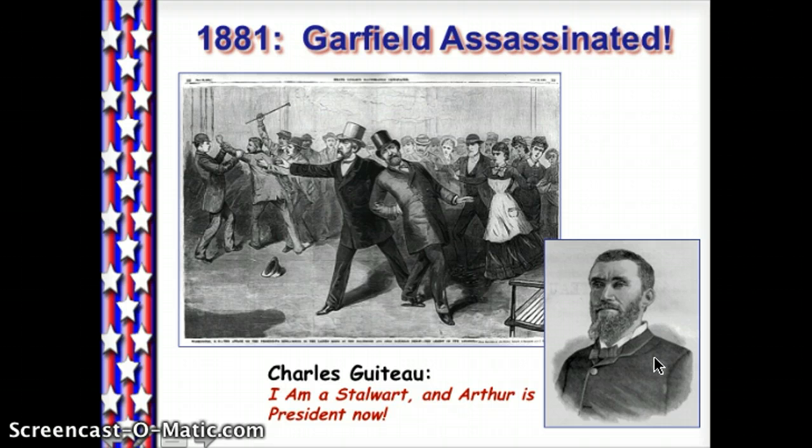There are a couple interesting facts about the assassination. One is that it was the second assassination of a president. We have had 4 assassinations: President Lincoln, President Garfield, President McKinley, and President Kennedy. And we're going to end here and pick up when Chester Arthur becomes president in the next section.